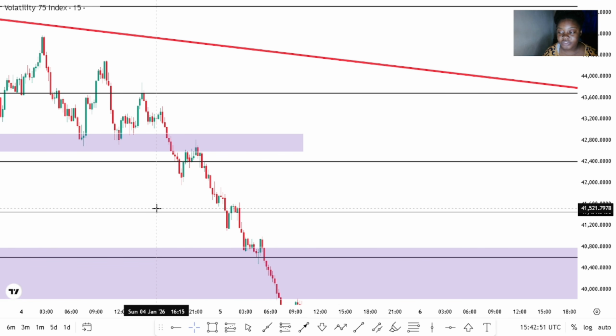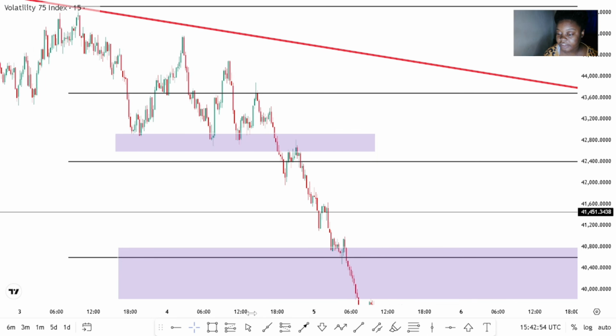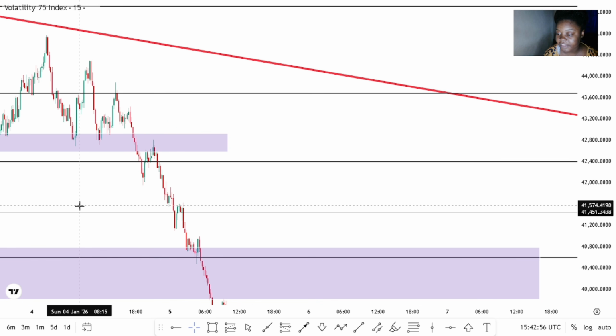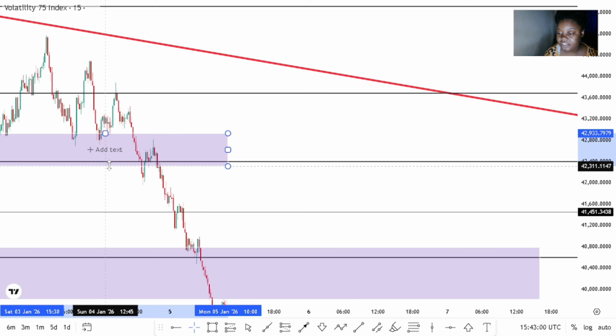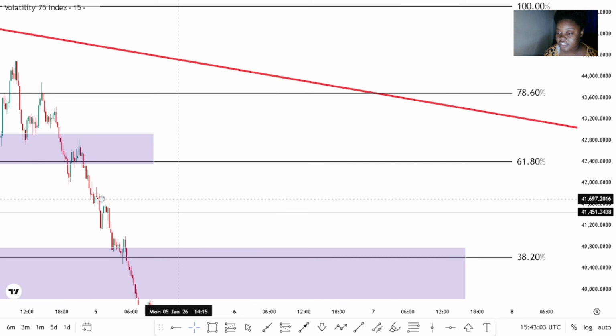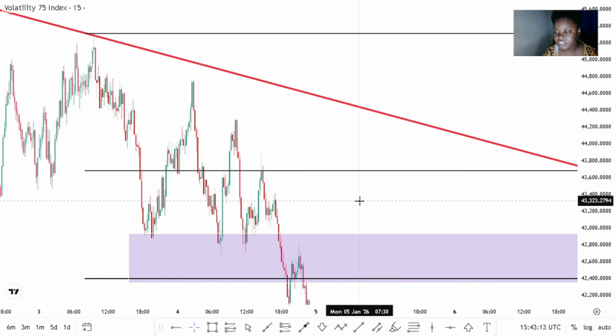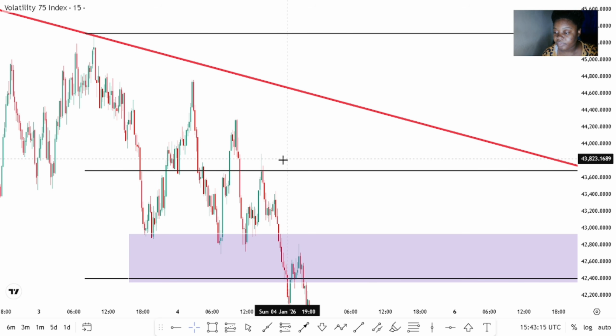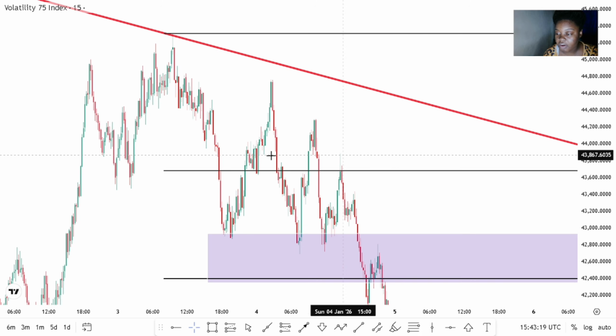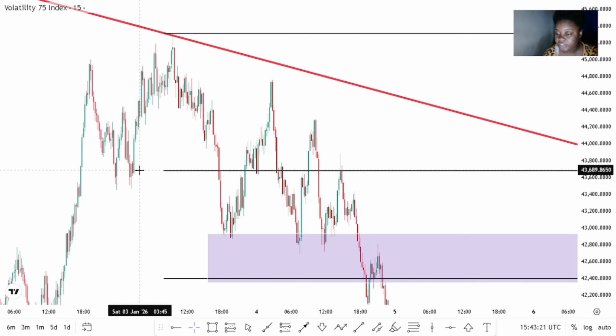I wanted to actually involve the 61% level, the fib level. So I'm going to extend it to just involve the line. Around this level here, we do see rejections in this area, also support.